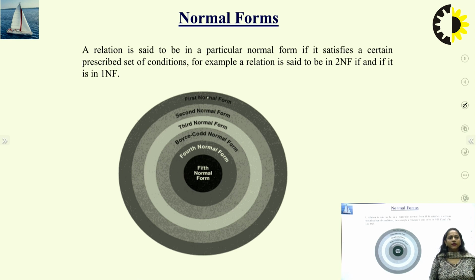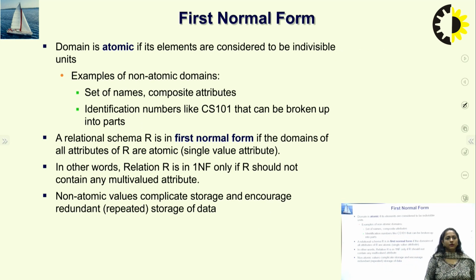So this is the diagrammatical representation of various normal forms. First normal form, then second normal form, then we have third. So we can say if a relation is in second normal form, then it must be in first normal form, because second normal form is a subset of first normal form. So let's start with the first normal form.